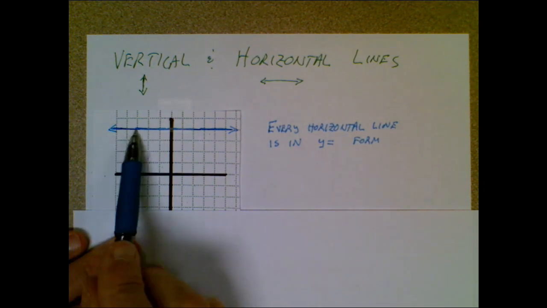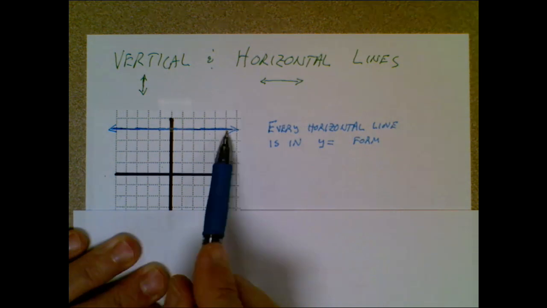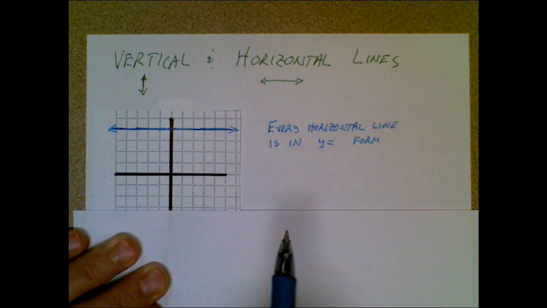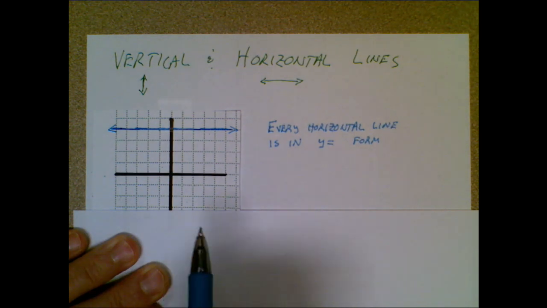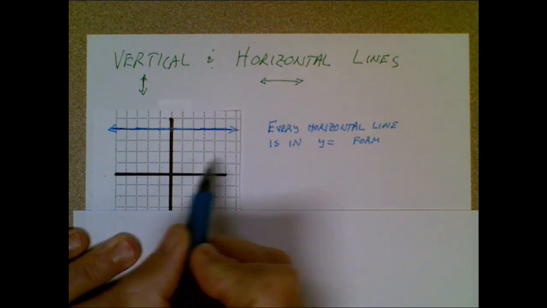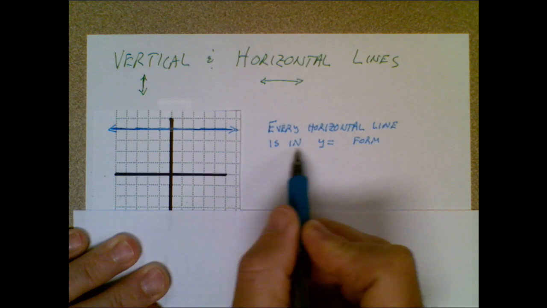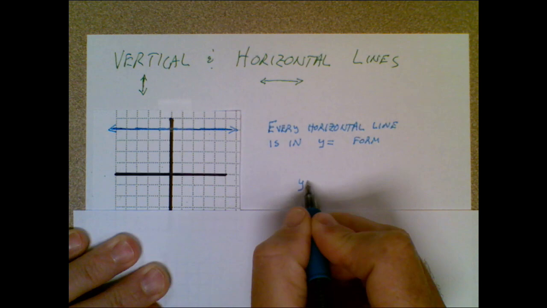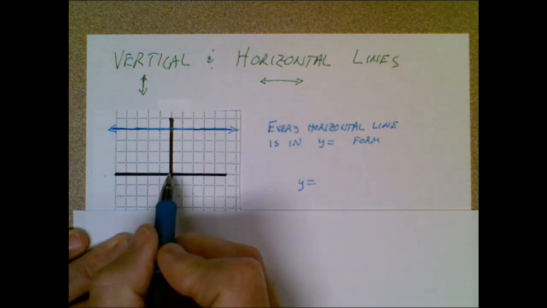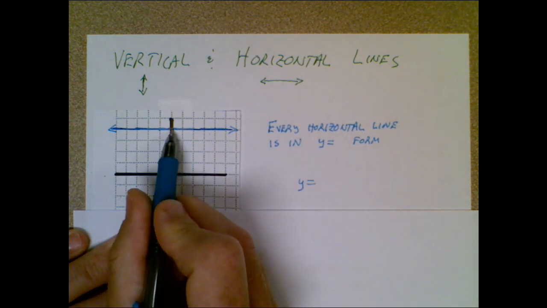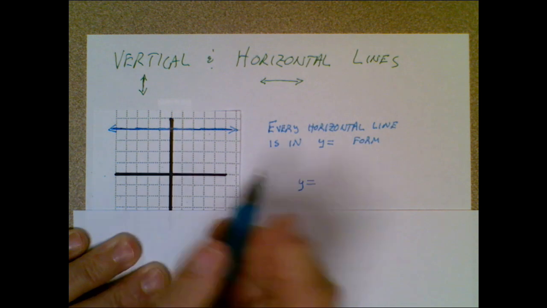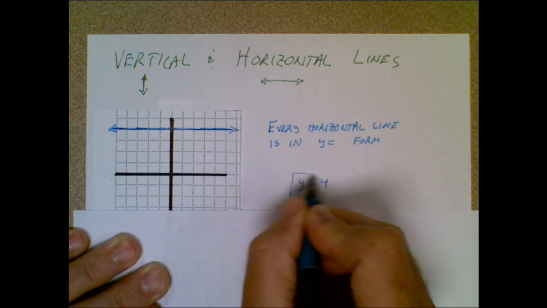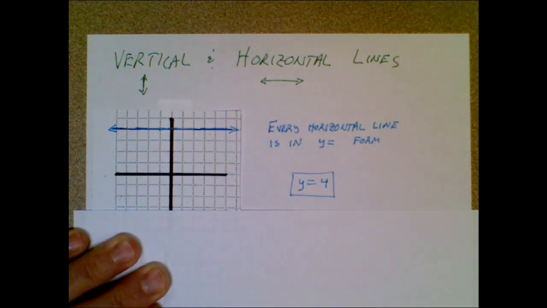Here's an example of a horizontal line. It's traveling left to right, and it's not increasing or decreasing whatsoever. So if I had to take a look at this, I would say every horizontal line is in y equals form. And what that means is when I write the equation of the line, I start with y equals, and I just count up how high is it. It's 1, 2, 3, 4, 4 units up, and thus my equation is y equals 4.